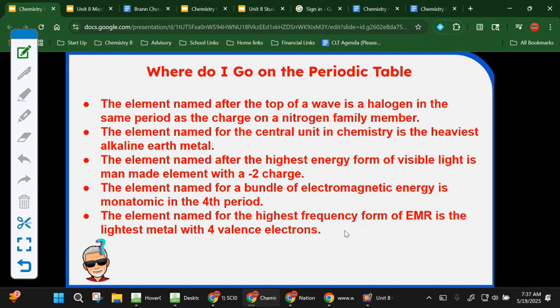Is a man-made element with a -2 charge. The element named for a bundle of electromagnetic energy is monatomic in the 4th period. And the element named after the highest frequency form of EMR is the lightest metal with 4 valence electrons. Each one of them leads you to 1 spot on the periodic table, ladies and gentlemen, and each one of them is 1 element. You've got 10 minutes to get that done.